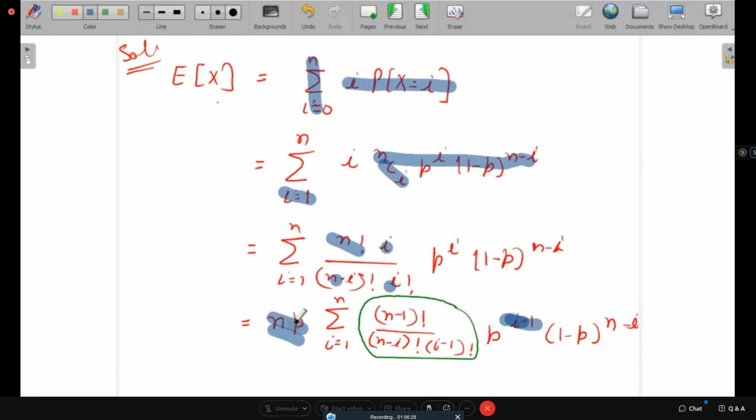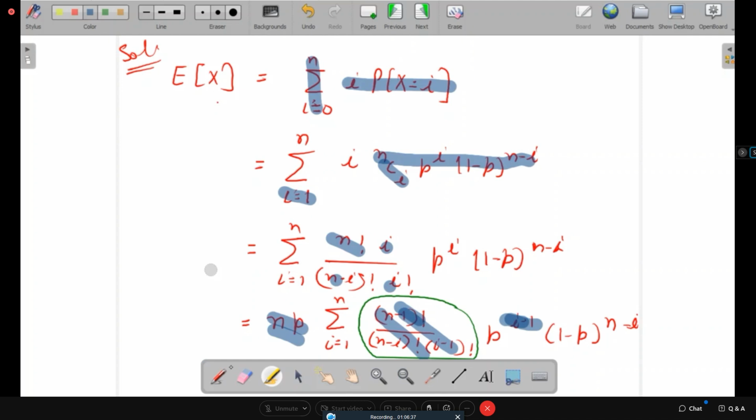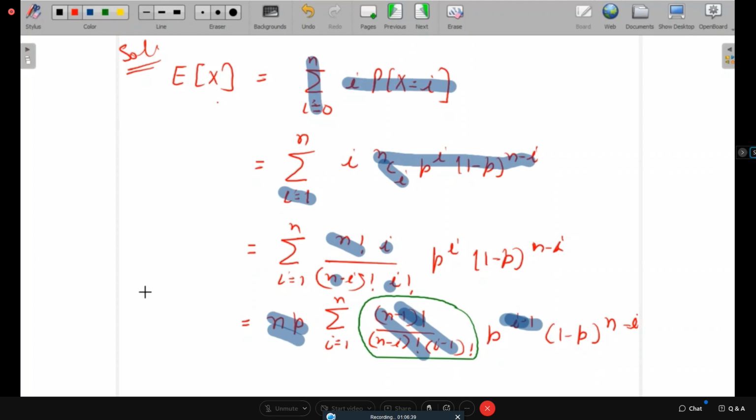And n times p is out, and now if you look at this coefficient carefully, it's nothing but n minus 1 choose i minus 1.